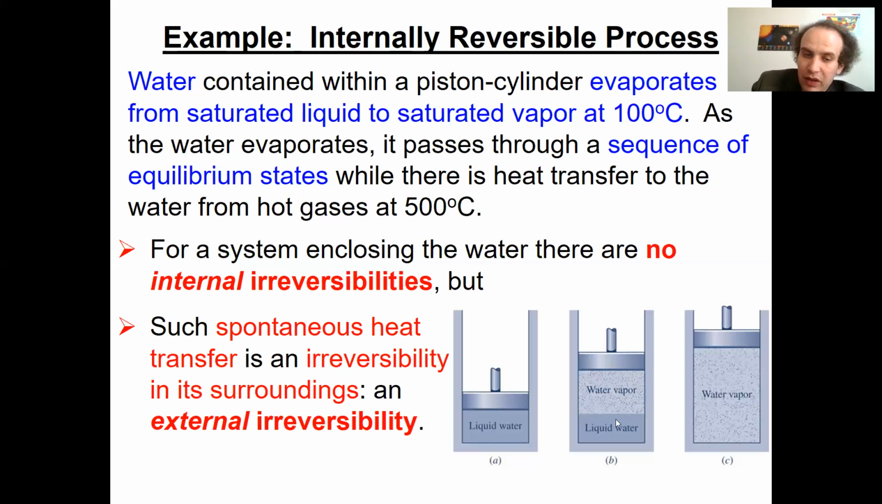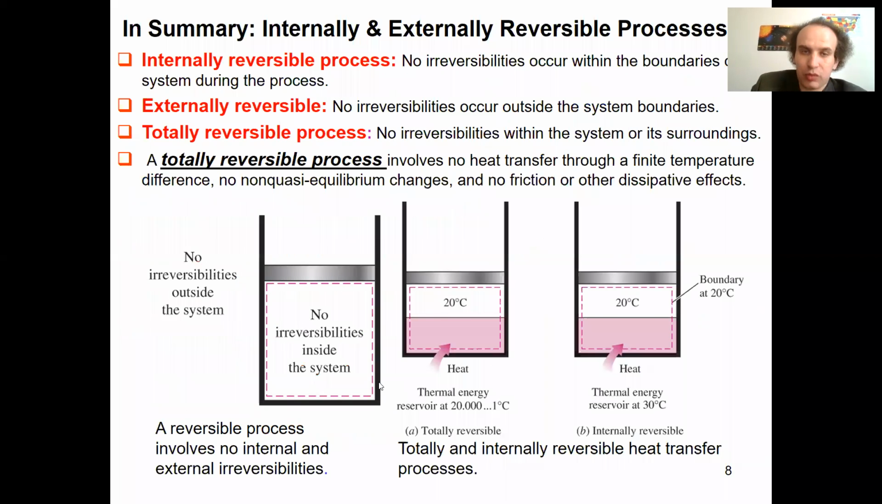It just lives itself. So it means that in such a system you have only external irreversibilities. Does it make sense? I hope so. So basically that's what we should distinguish: totally reversible process, when there are no irreversibilities either in the system or in the surroundings; externally reversible, when there are no irreversibilities outside it; and internally reversible, when there are no irreversibilities only inside the system. It can be outside, and this process may exist.